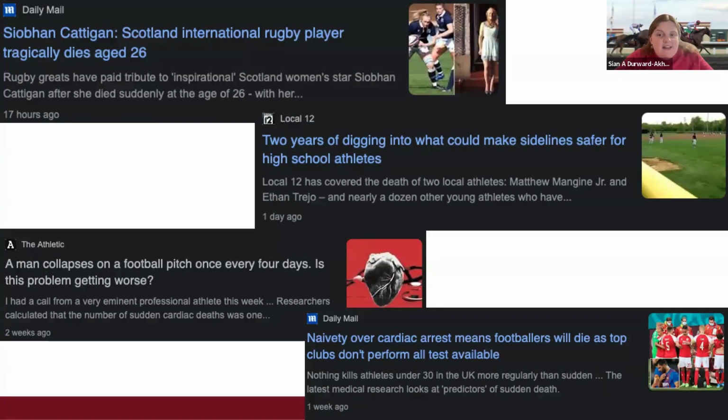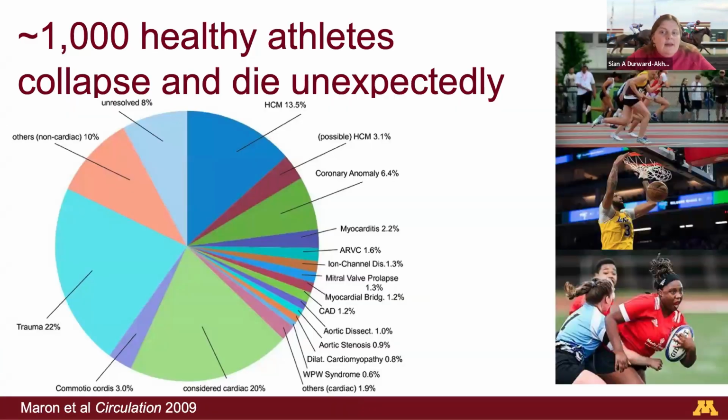Remarkably, sudden cardiac death is the leading medical cause of death in human athletes, and they're actually almost 4 times more likely to die of sudden cardiac death at a young age than non-athletes. And every year, about 1,000 healthy young athletes die unexpectedly during sport across the world.